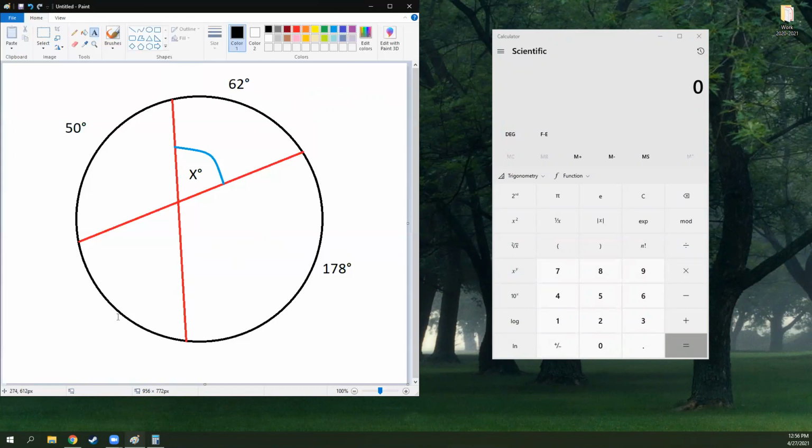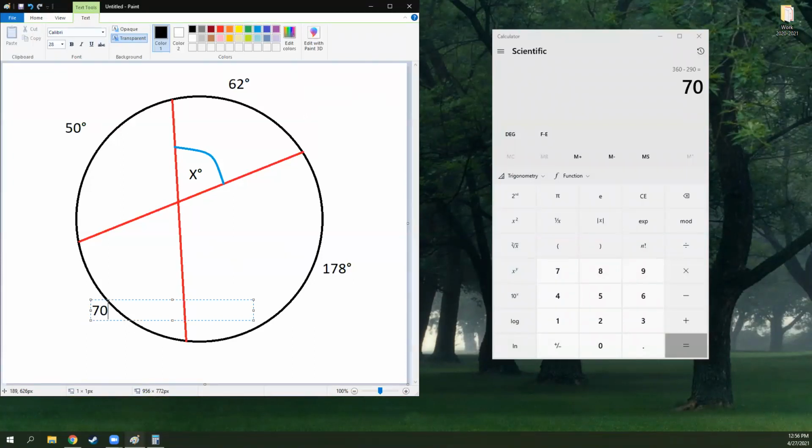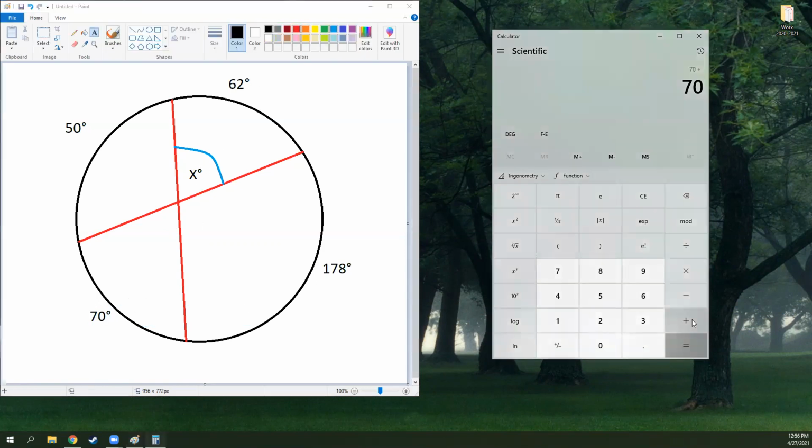So we have 3 out of 4. So if we add these up and subtract them from 360, this is what's left over. So 50 plus 62 plus 178 is 290. 360 minus 290 is 70. So this guy would be 70 degrees. And then we would use him to solve for our angle here by adding 70 and 62. 70 plus 62 equals, and then we divide that by 2, and our angle is 66.